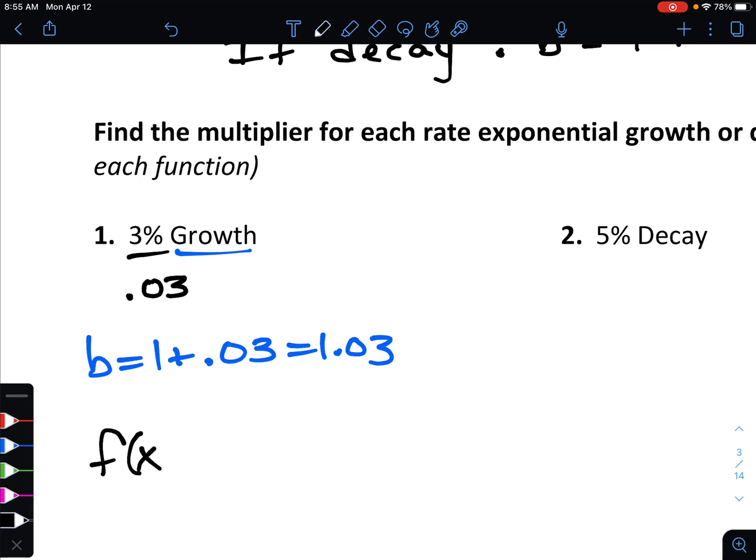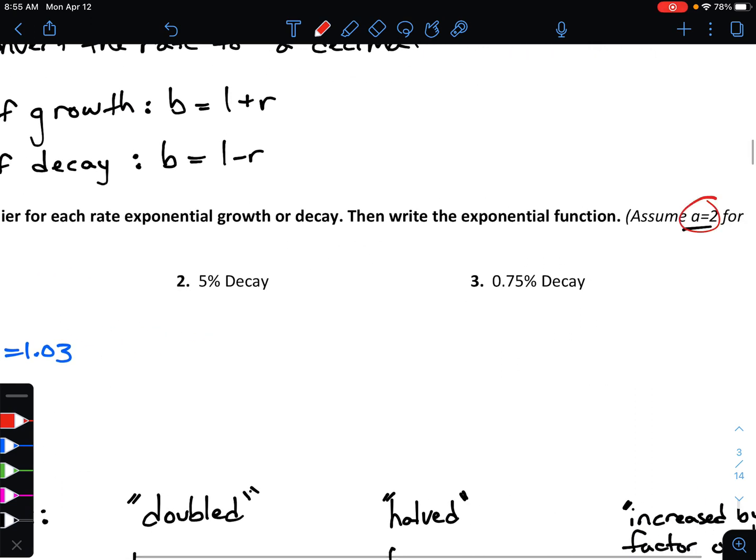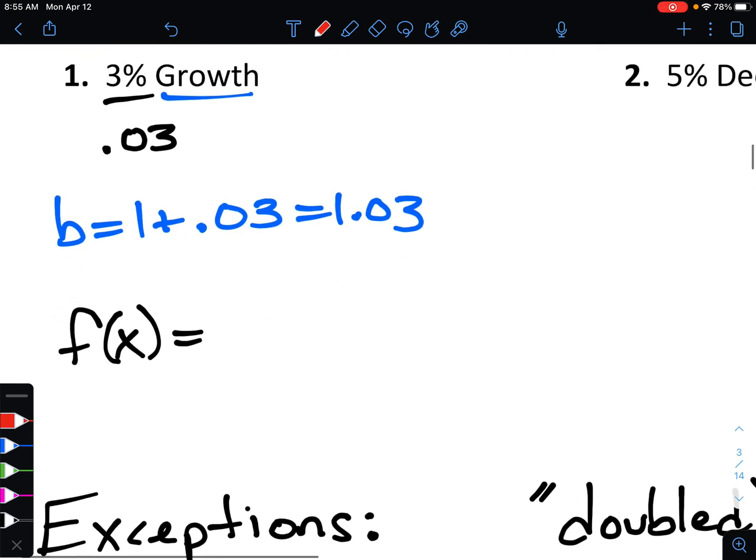So then to write our function, remember that we said that the initial value, or the starting value, is always going to be 2. So f of x is going to be equal to 2, multiplied by 1.03, which I'll go ahead and just write in parentheses, to the power of x.